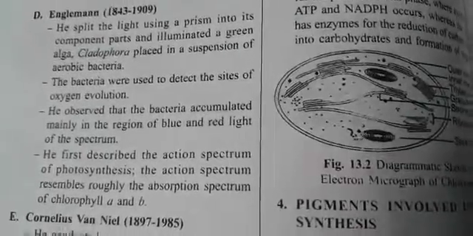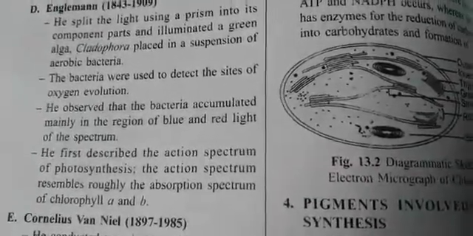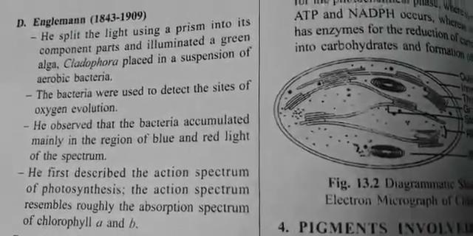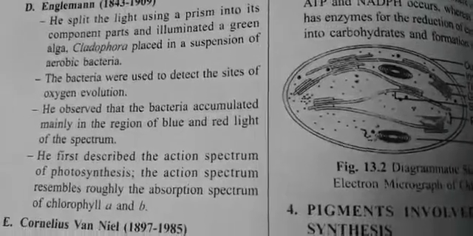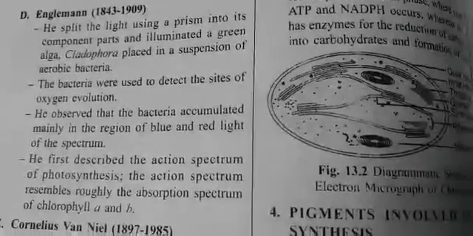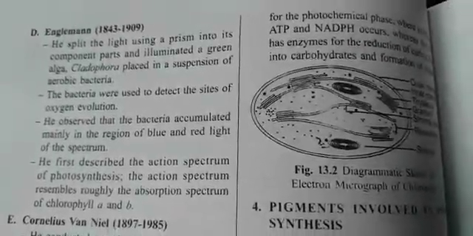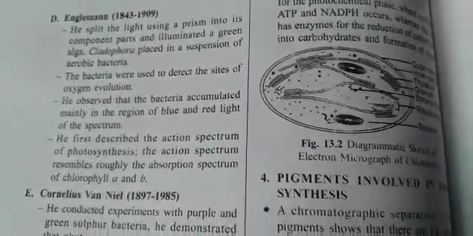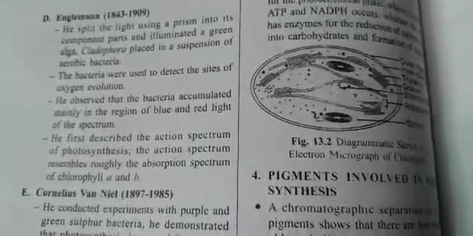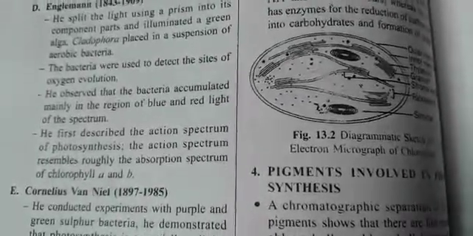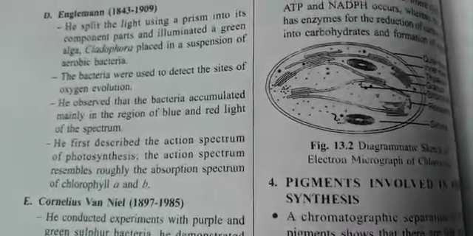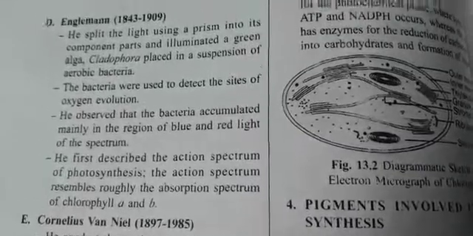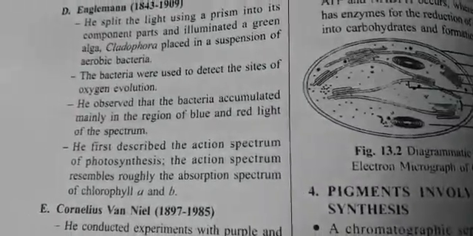He found that near a particular light, the maximum aerobic bacteria were collected, right? Aerobic bacteria means the bacteria which need oxygen. So it means wherever oxygen is produced, more bacteria gather together there. Okay? And what he found at last was that the bacteria gathered near the red and blue light. So it means blue and red light are more important for photosynthesis. This was done by Engelmann, right?